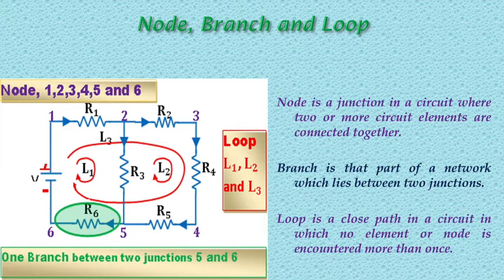Mesh. It is a loop that contains no other loop within it. There are 2 meshes. By the definition, the meshes are L1 and L2.